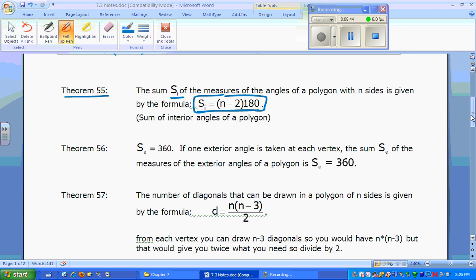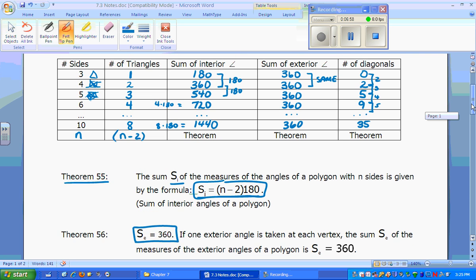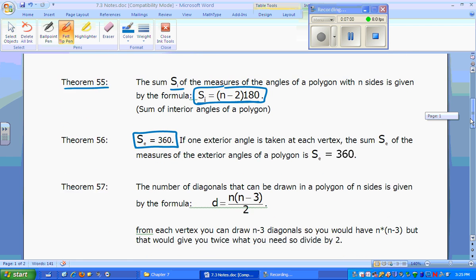Well, the sum of the exterior here is easy. Sum of the exterior equals 360. If one exterior angle is taken at each vertex, the sum of the measures of the exterior angles of a polygon is 360 degrees. That's a nice one to memorize because all of them end up being 360.